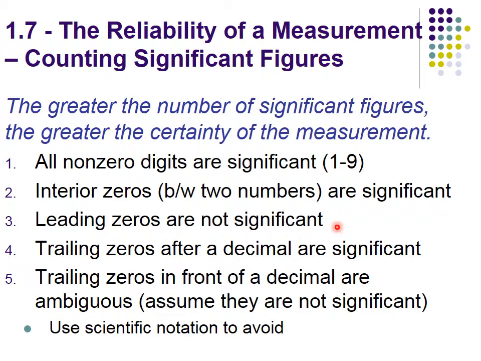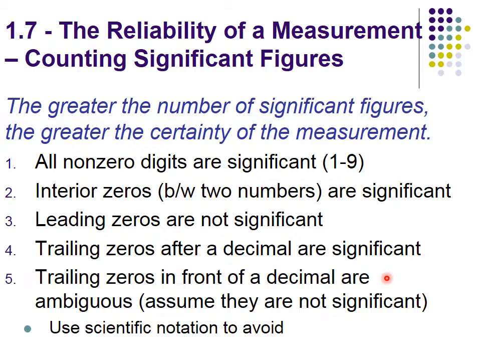Leading zeros are not significant. So if we have 0.03, those zeros are just there to show you the size. They're not significant digits. They don't tell you anything about the value of that number. Trailing zeros after a decimal are significant. So if we had 4.000, all of those zeros are significant because they're not telling you anything about the size of the number, but instead they're telling you about the certainty of that number.